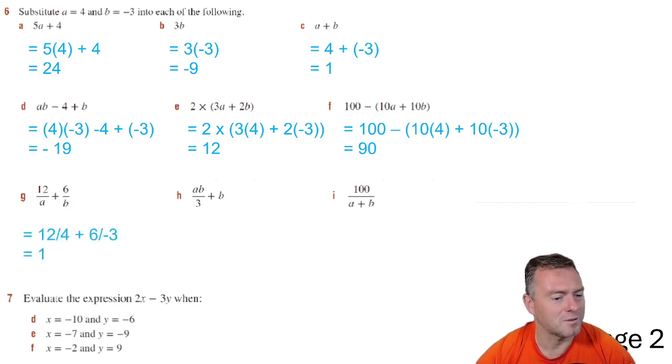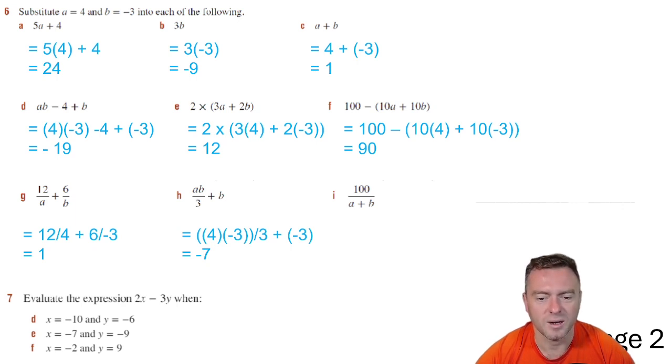Down here, we've got 12 divided by 4 plus 6 divided by negative 3, which gives us 1. Then over here, we have 4 minus 3 divided by 3 plus the negative 3 at the end, which then gives us just negative 7.